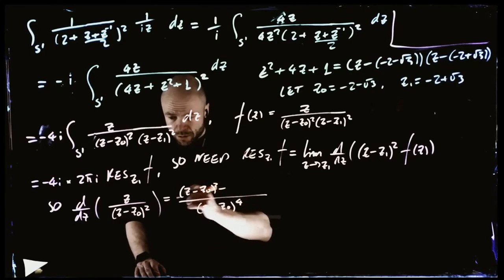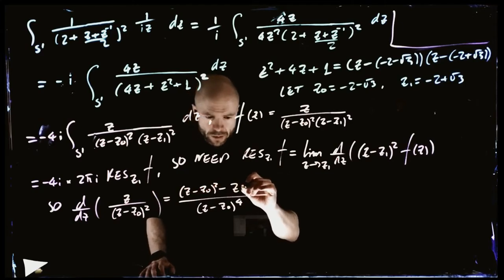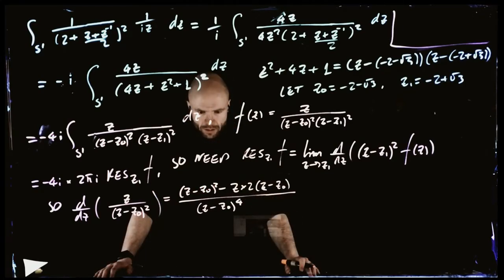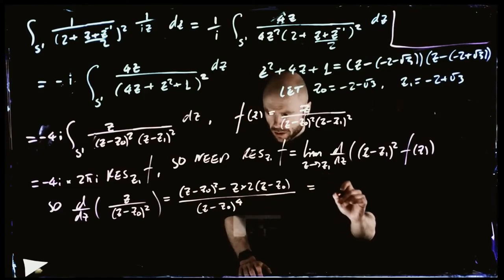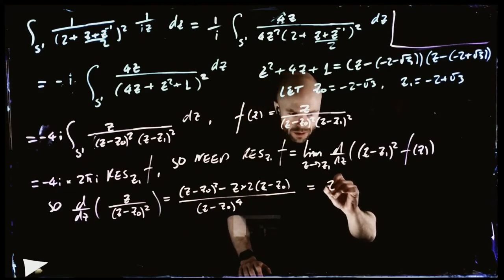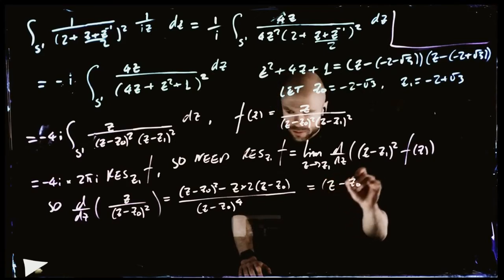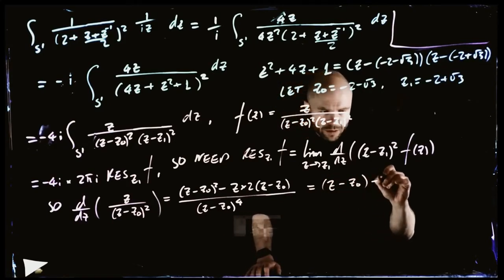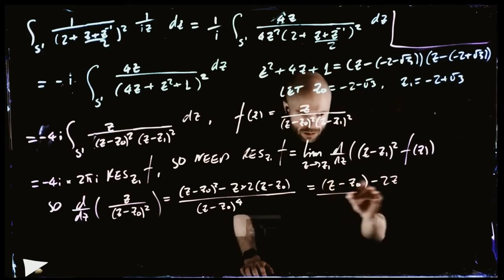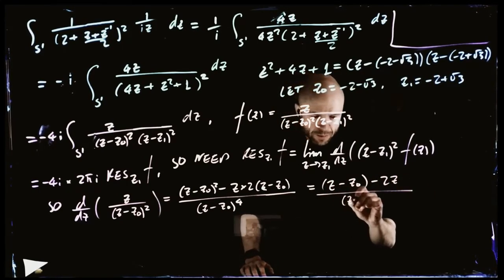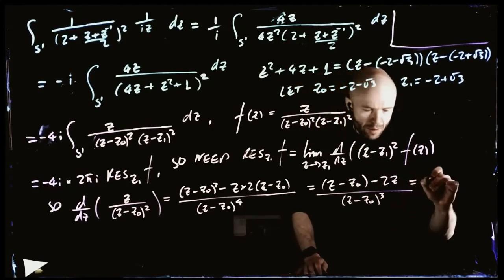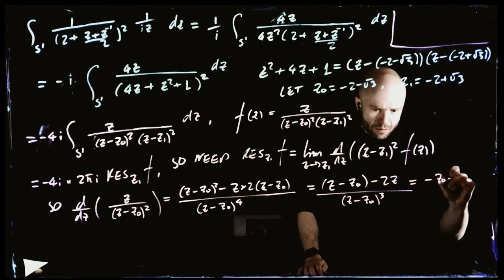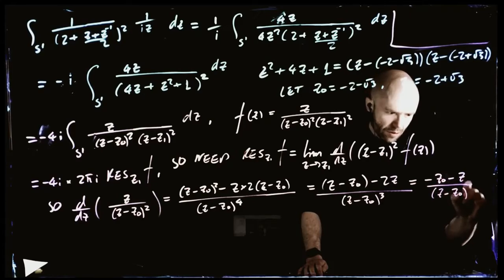Minus, leave the top guy alone. Differentiate the bottom guy. Let's clean that up a little bit. So we can factor out a z minus z0 from everything. So then we're going to have z minus z0, and then minus 2z, and then on the bottom, we're going to have z minus z0 to the power 3. And then that has a nice form of minus z0 minus z over z minus z0 to the 3.